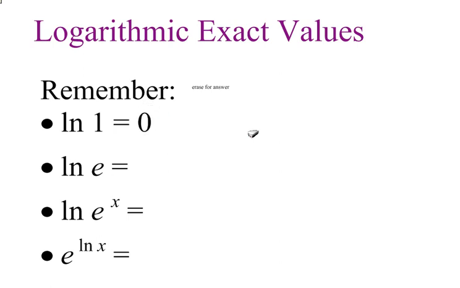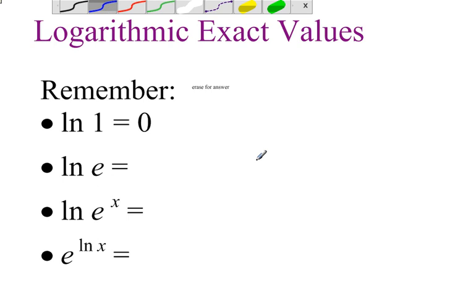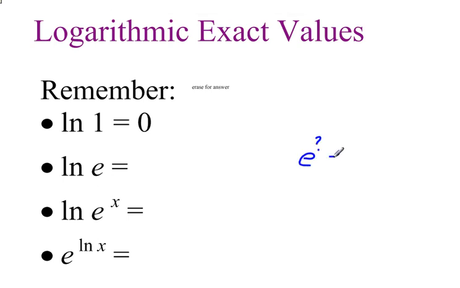So our answer here is 0. And our next one, we're going to say e to what power. So let's do that over here. E to what power equals e? Okay, this is almost too obvious. That's right. It's going to be 1. E to the first equals e.